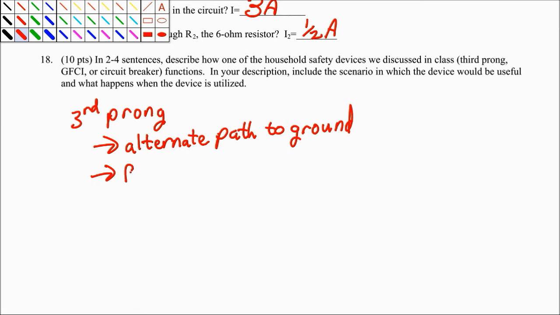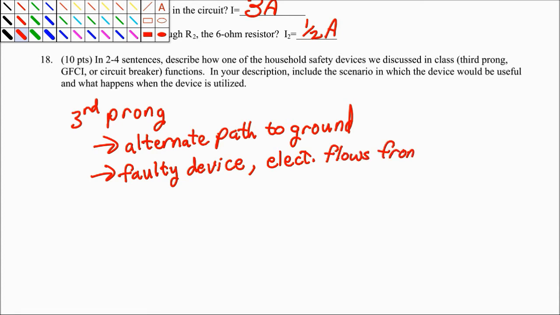If you have a faulty device, which is the scenario when it would be useful, electricity flows from the device to ground instead of through you. Remember, when I say ground, that's literally that metal pole outside your house, that brass rod that's driven into the ground instead of you.